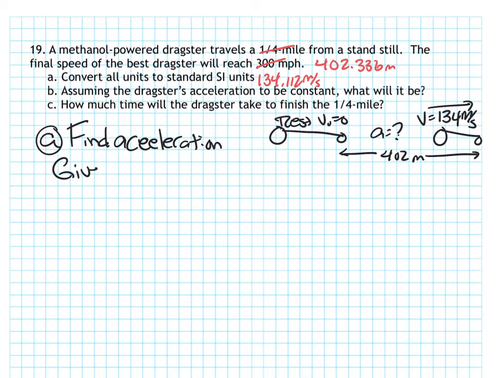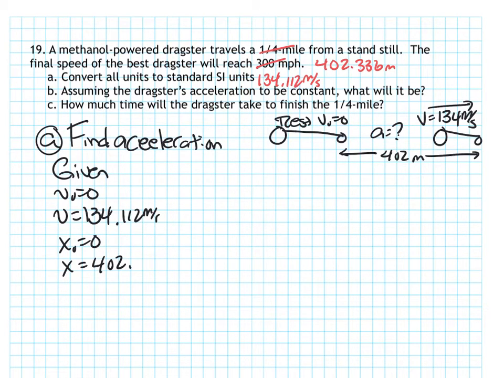And let's look at my givens here. So it's going to start from rest. Final speed is 134.112 meters per second. And my distance, x naught, 0, that's where I'm going to start. And x is going to be equal to 402.336 meters. And I'm looking for the acceleration. All right, I got v naught, x, and v. I don't have t, so that kind of gives me a hint. I'm going to use the equation without that.